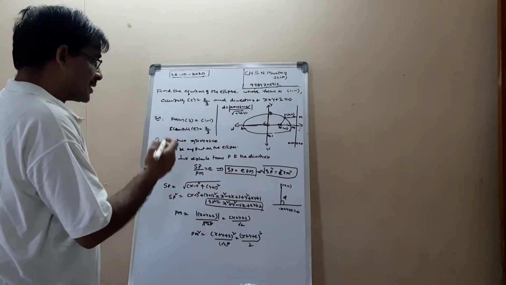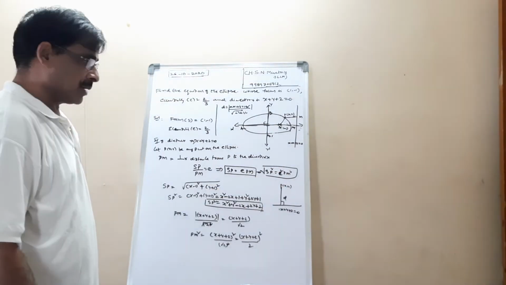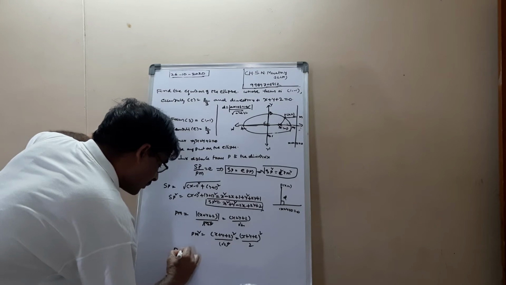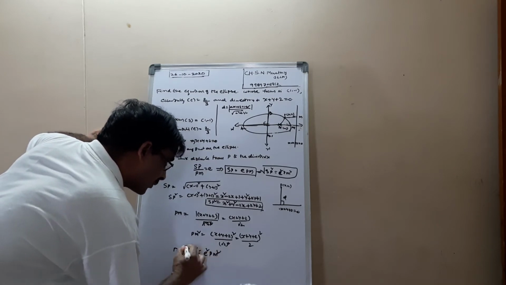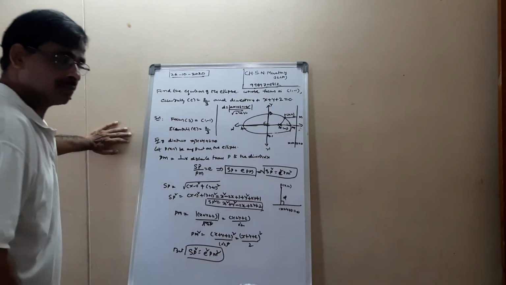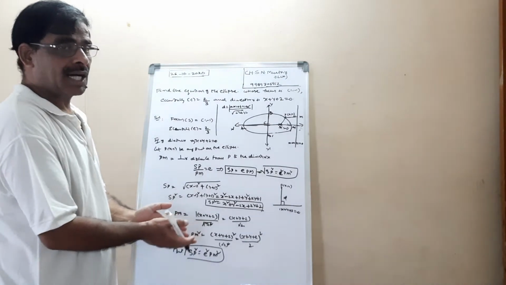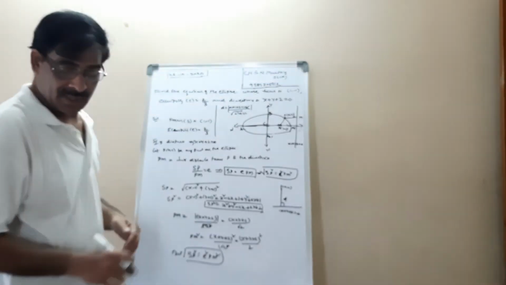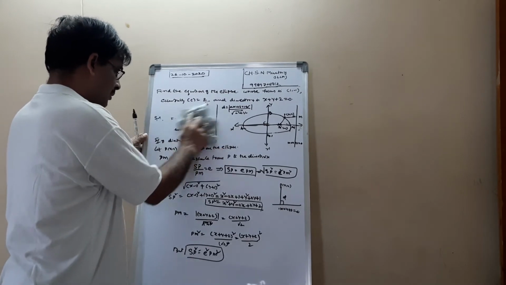Now, what is our ellipse? SP square equals e square PM square. Using this condition, we can solve the equation of the ellipse. I have no space here, let me rub here.